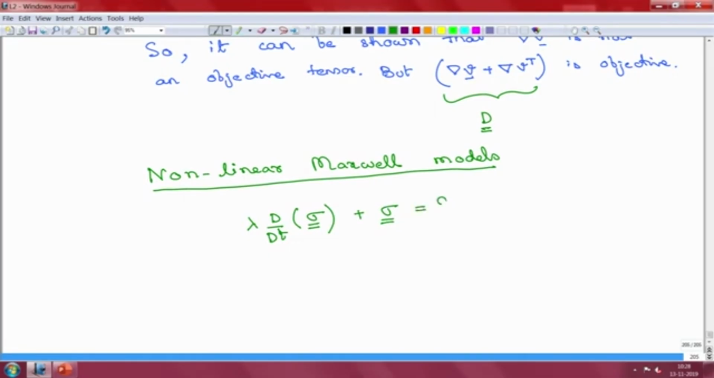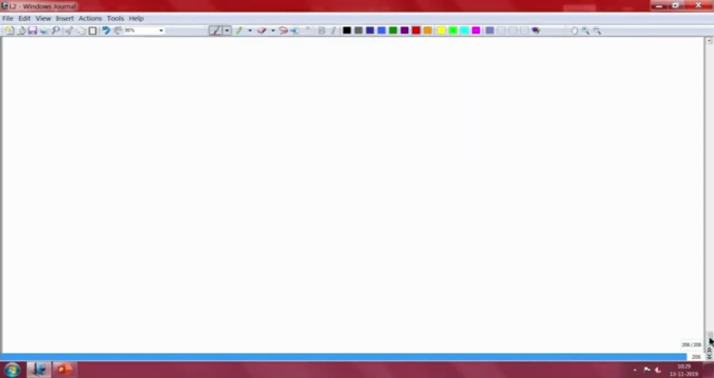the stress tensor itself, equal to, sorry, this is 2 eta times D. Okay. So, instead of epsilon dot, we have to use this particular term. So, this now has to be some invariant derivative. Okay. And this is where the ideas of different types of invariant derivatives come in, and actually there are many different types of invariant derivatives.